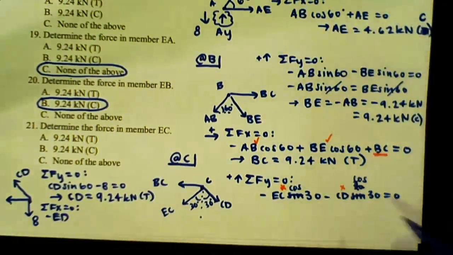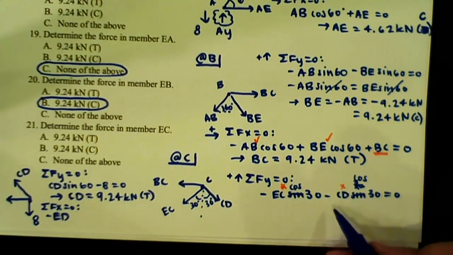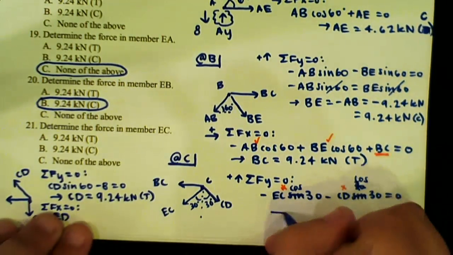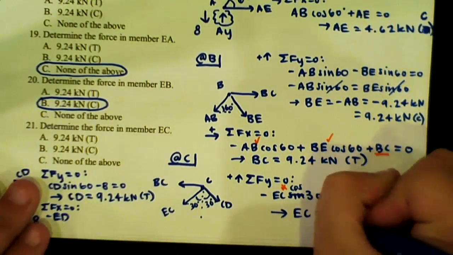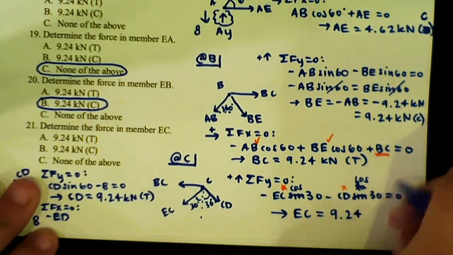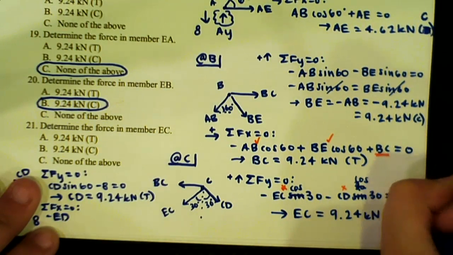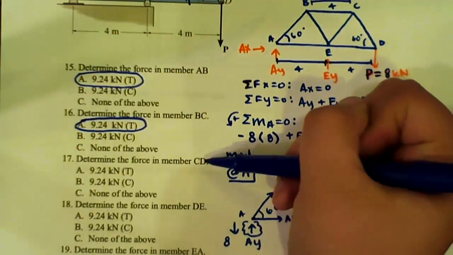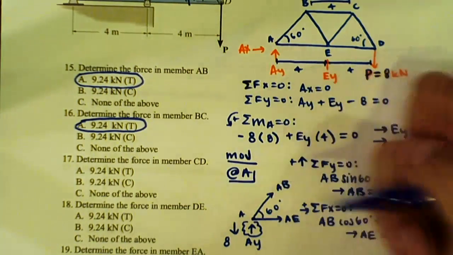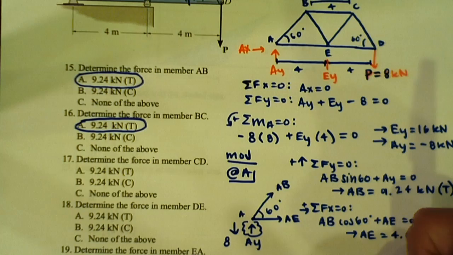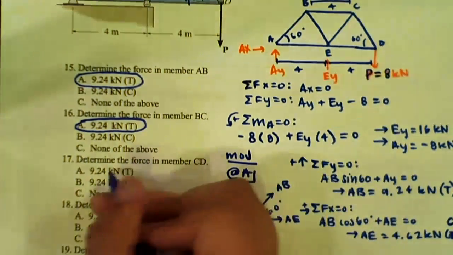So now, since we found what our CD is, we can plug that back into our equation for the sum of forces in the y and find that EC is equal to 9.24 kilonewtons in compression. So going back to our question, determine the force in member CD. Is it A, B, or C? We found that it was 9.24 kilonewtons in compression. So it would be B.